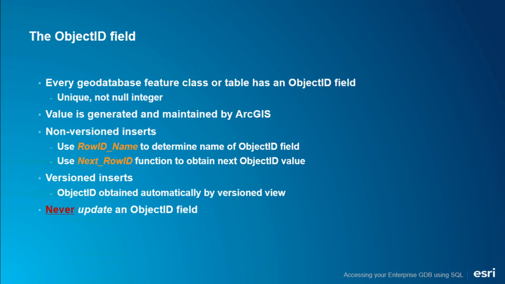And then you can use the next row ID function to get the next row ID that you can use for inserts. When you are doing inserts in a versioned feature class, since you're doing it using the version view, the view will take care of generating those object IDs, and you don't need to insert anything in the object ID field. Now you never want to update these object ID fields. Once it's generated and inserted, that's it. When you do any deletes or any edits, you can do it on the attributes, but don't edit the object ID field.